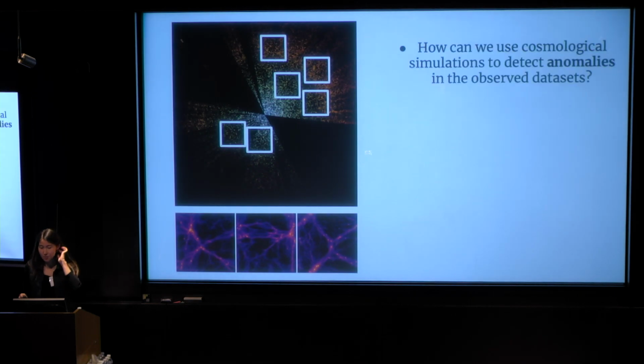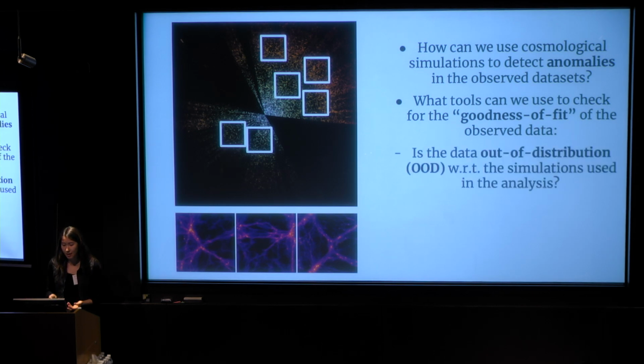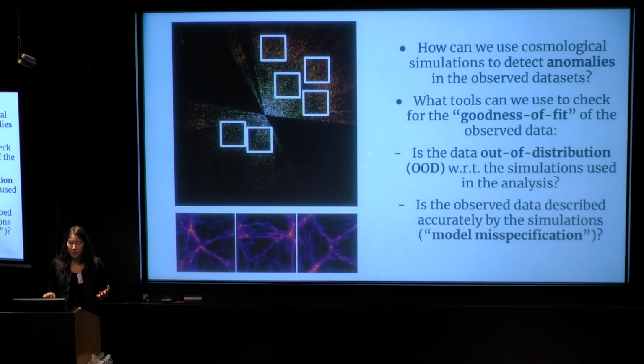So when it comes to connecting cosmological simulations and observations, some of the questions that we might want to answer are, for example, how can we use cosmological simulations in order to detect anomalies in the observed data sets? And what are some of the tools that we could use in order to check for the goodness of fit of the observed data? So for instance, we might want to answer questions like, is our data out of distribution with respect to the simulations that are used in the analysis? And also, is the observed data described accurately by the simulations, or are we dealing with something like model misspecification?